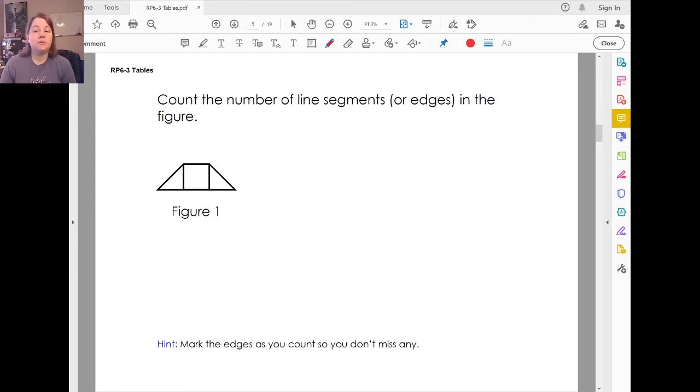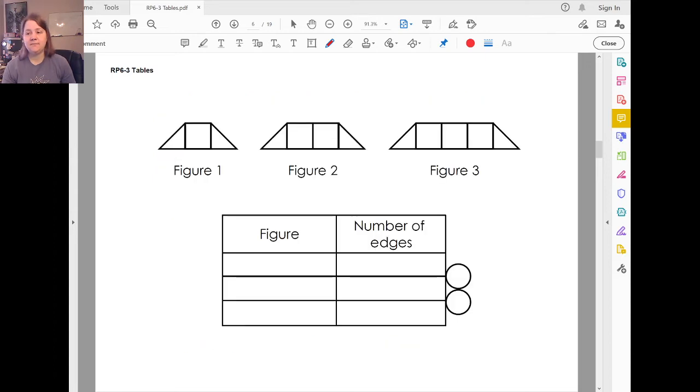Let's say that now we're putting triangle tables up next to each other. They want us to count the number of line segments or edges in this figure. So just the edges, not the inside. Let's mark the edges the same way they were before. 1, 2, 3, 4, 5, 6. Drawing dots is harder than you'd think. So figure 1 has 6.